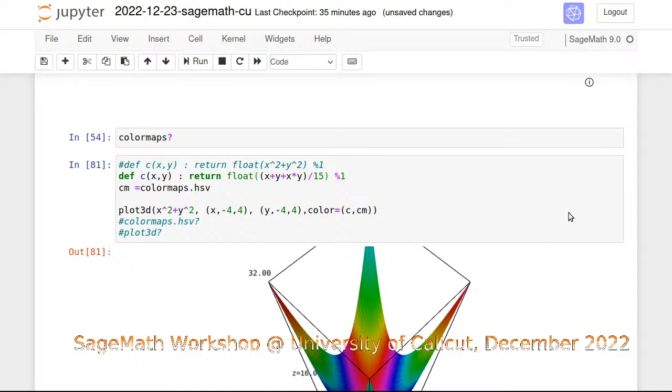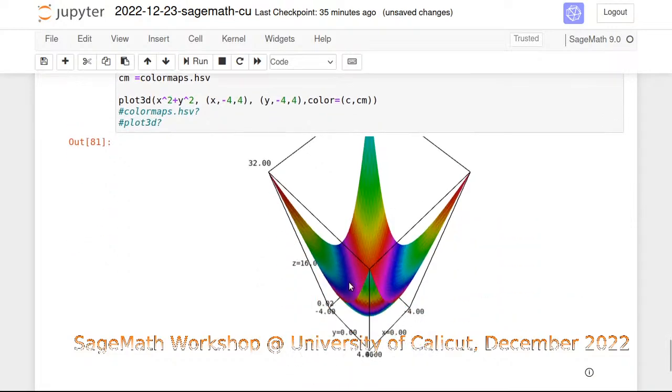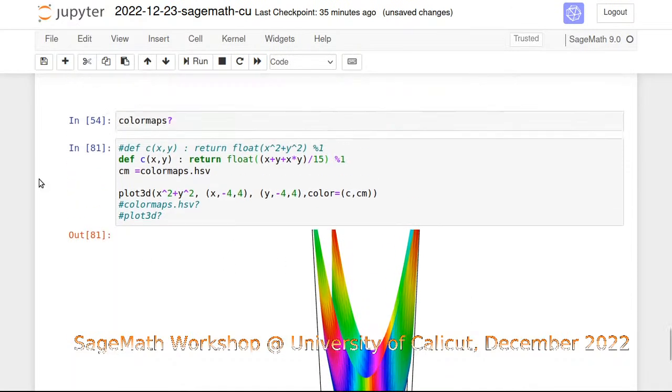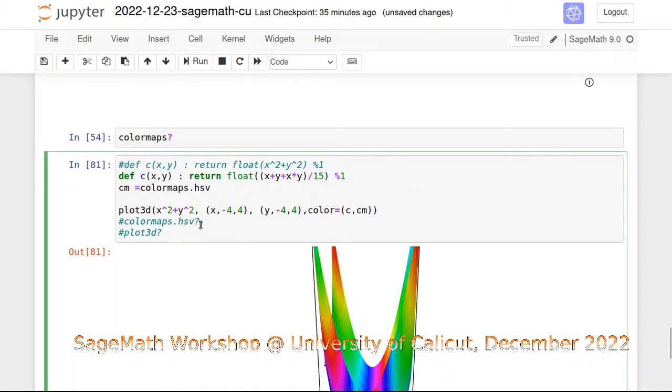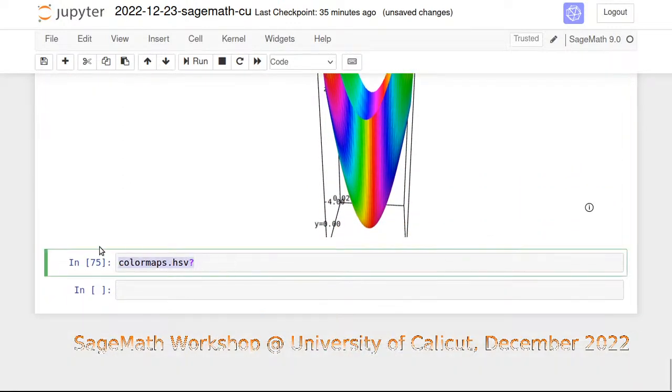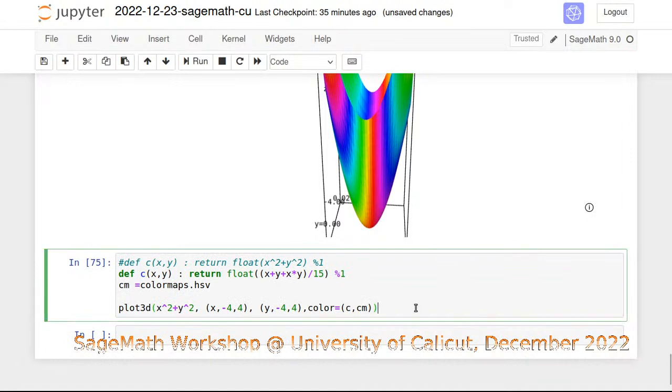X plus xy by 15 is not giving the exact output as I get in the documentation. I don't know why it's happening like that. Maybe the definition of color maps might have got changed. That's the problem with certain systems that are not very well documented. We may have to just depend upon our experience with that system. We may have to just try and error. There is no other way to understand what exactly is going on.